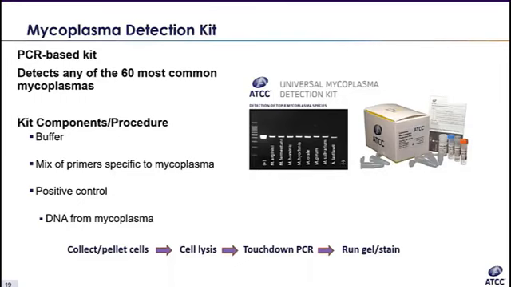To test for Mycoplasma, simply collect and lyse cells from your culture, perform a touchdown PCR, and run the product on a gel. If the cell culture is contaminated, a band will appear at the same location as a positive control.